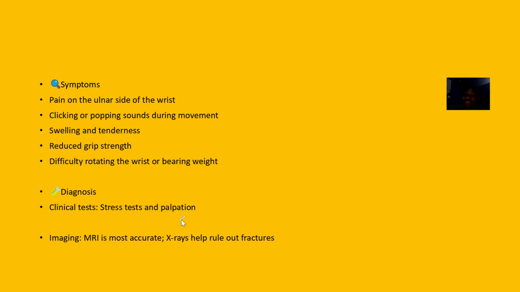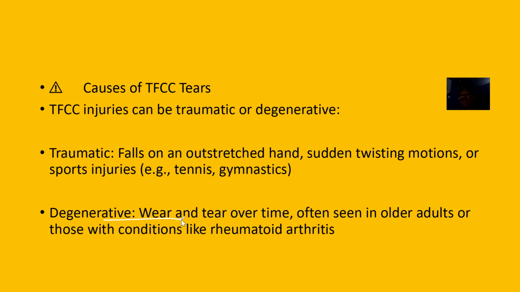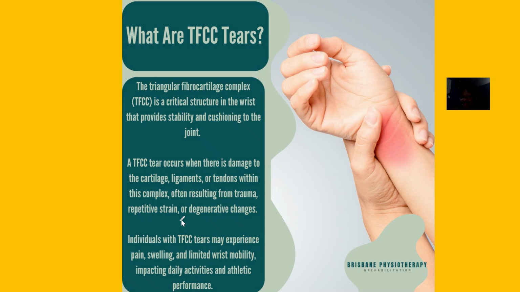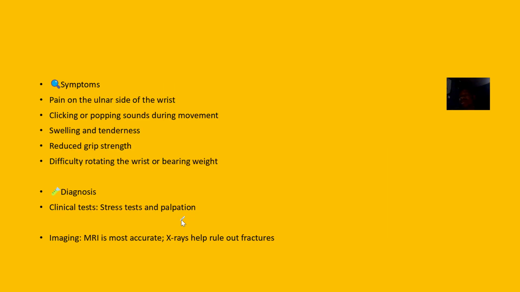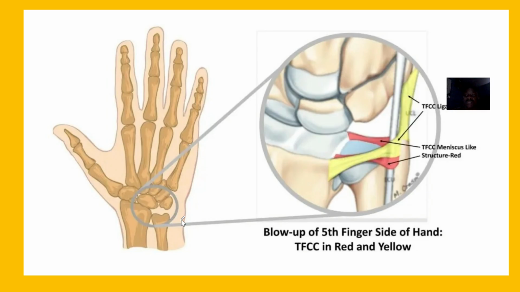So symptoms: there's pain on the ulnar side of the wrist, clicking or popping sounds during movements, swelling or tenderness, reduced grip strength, and difficulty rotating the wrist or bearing weight. Okay, so diagnosis is seeing that the patient is having a lot of pain in their wrist. Then sometimes I just want to do imaging to further confirm. Okay, so you can see it.